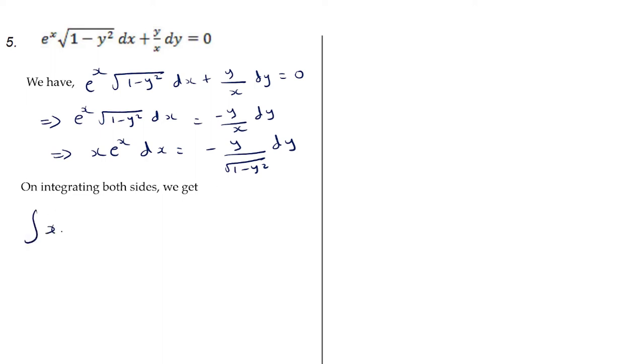Now we can integrate both sides. On integrating both sides, integral x e raised to x dx equal to minus integral y by root of 1 minus y square dy. Now let us integrate these two separately, because for integral x e raised to x dx we have to integrate using integration by parts, and for integrating y by root of 1 minus y square dy we have to use integration by substitution and then find the integral. So let us take this as 1.